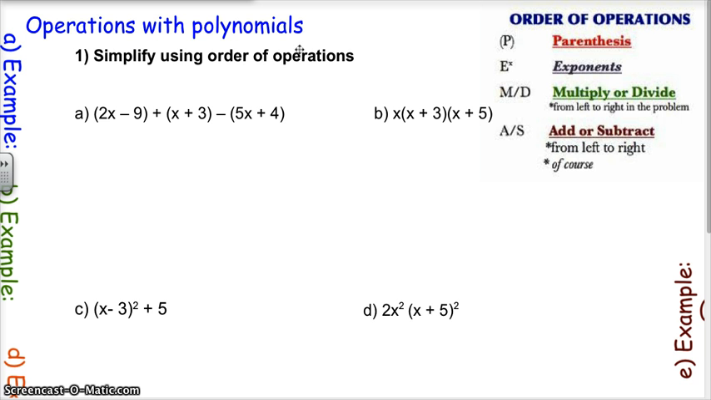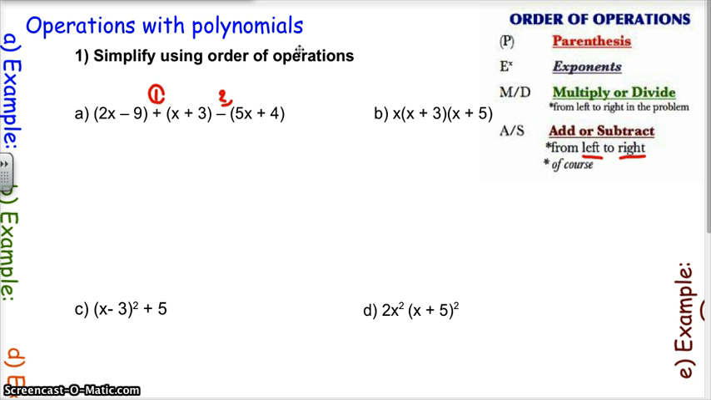P standing for parentheses. It's going to be kind of rough here with parentheses because they're everywhere. Exponents, multiplication, and division. Please note that we're not really dividing anywhere, so it's just multiplication, and then adding and subtracting. Looking at problem A, I have addition and I have subtraction. So in this particular problem, we're going to do it from left to right. As I move from left to right, I see addition first, then I see subtraction.